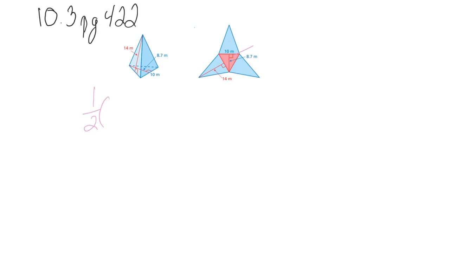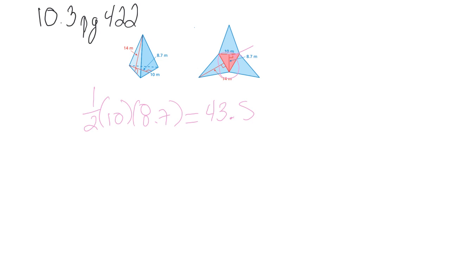times the base, which the base of that triangle is 10 meters, times the height. The height of that triangle is 8.7 meters. So the area of the base is 43.5. That's this guy.